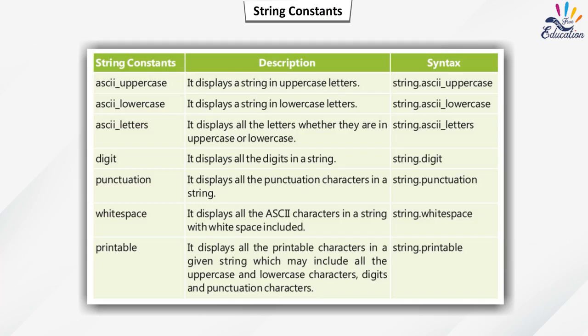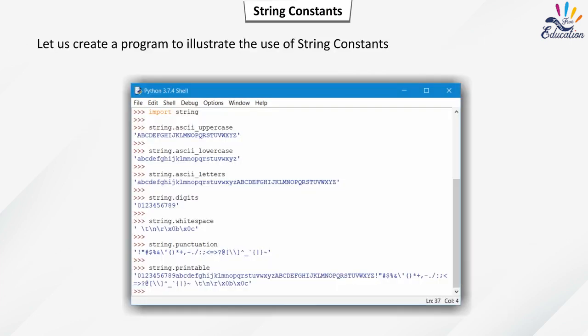string.digits. Punctuation. It displays all the punctuation characters in a string. string.punctuation. Whitespace. It displays all the ASCII characters in a string with white space included. string.whitespace. Printable. It displays all the printable characters in a given string, which may include all the uppercase and lowercase characters, digits and punctuation characters. string.printable. Let us create a program to illustrate the use of string constants.